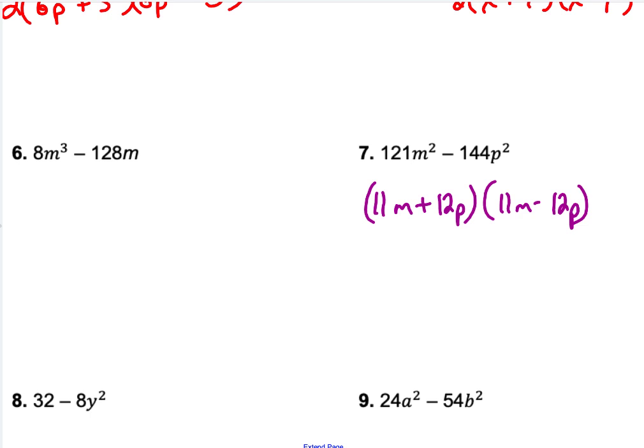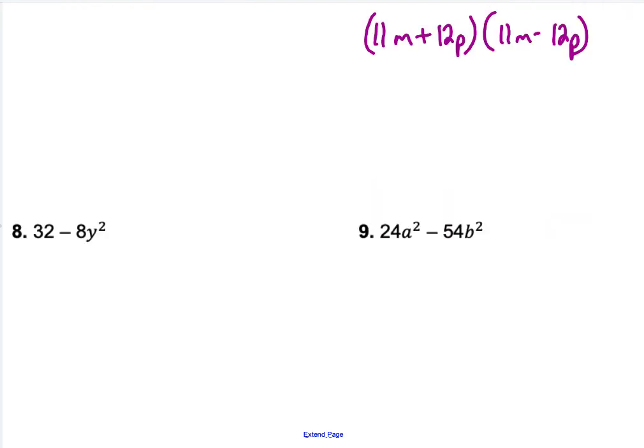All right, let's do number 9 real quick. 24a squared minus 54b squared. Well, neither one of those are perfect squares, but they do have a common factor of 6. So I can divide a 6 out of each of them, and I get 4a squared minus 9b squared.